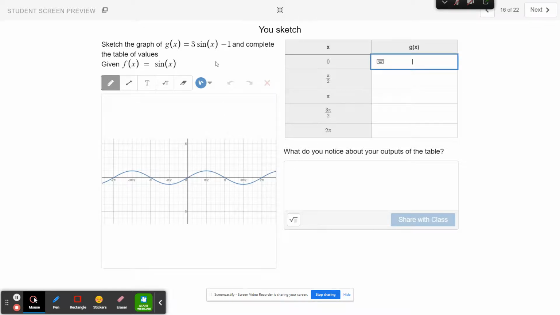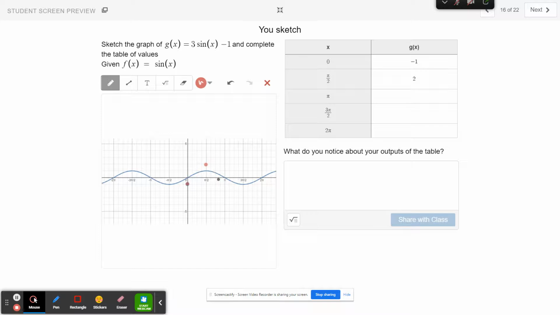Okay, sine of 0 is 0, times 3 is still 0, then minus 1. Okay, so 0 is going to be at -1. Actually, let me change colors. Can I make that red? Okay. All right, and then at pi halves, sine of pi halves is 1. I've got to multiply it by 3 and then subtract 1. So that's going to be 2. 3 minus 1 is 2. So at pi halves, it's 2.